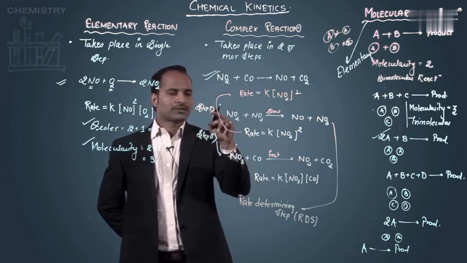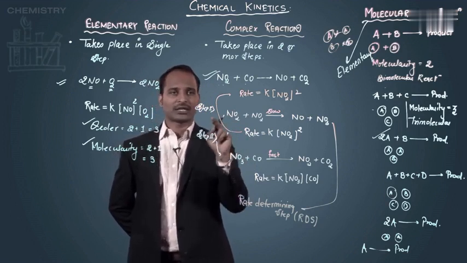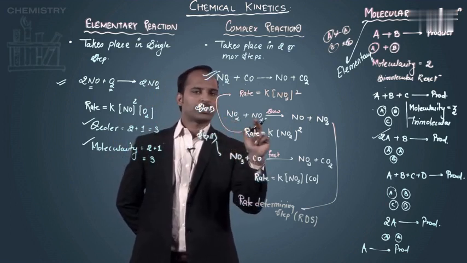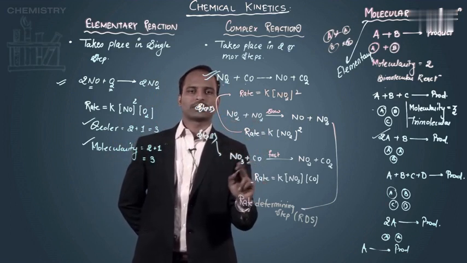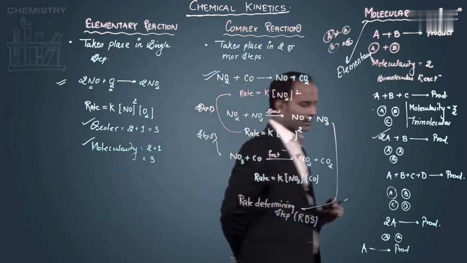But I can say these steps are elementary. Steps are elementary. We can write the molecularity for each step. Here the molecularity is 2. Here again the molecularity is 2. But for a complex reaction, we cannot write the molecularity.